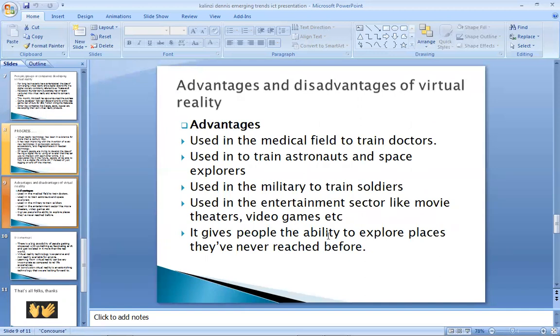It is used in the entertainment sector, like you go to these big cinema halls, like here in Uganda, you go to Cinemax, Century Cinema, and you get that 5D or 6D experience using this virtual reality. It's used in theaters, video games, and all those entertainment areas. So it gives people the ability to explore places they have never reached. Someone creates a simulation of, let's say, Queen Elizabeth National Park or Murchison Falls, and you go there and tour, but you have never been there. You're just using virtual reality.